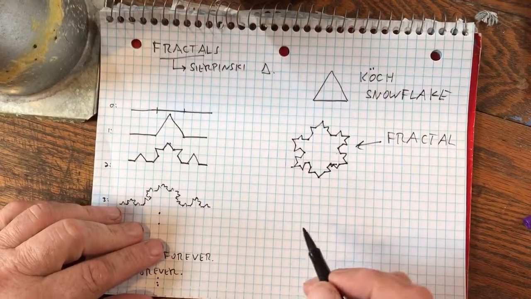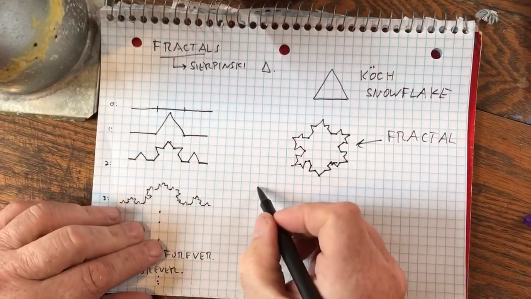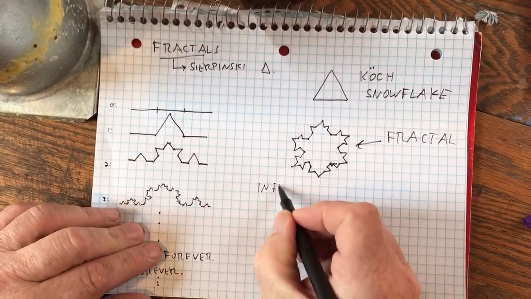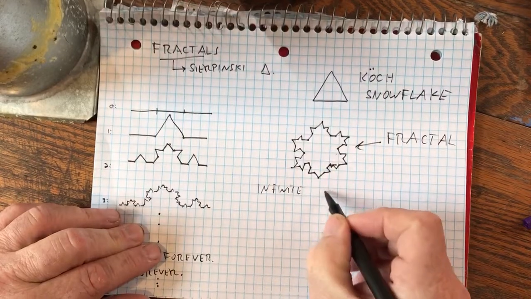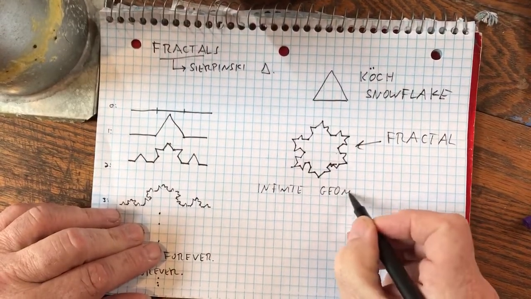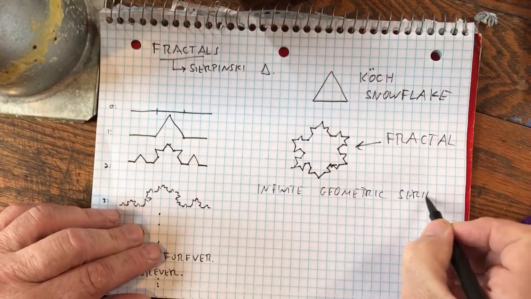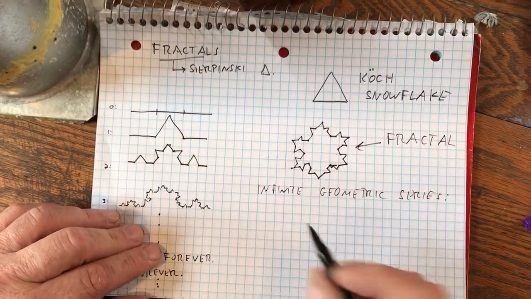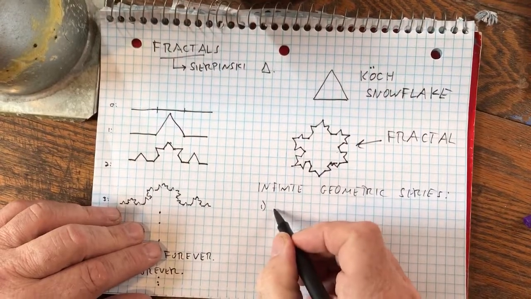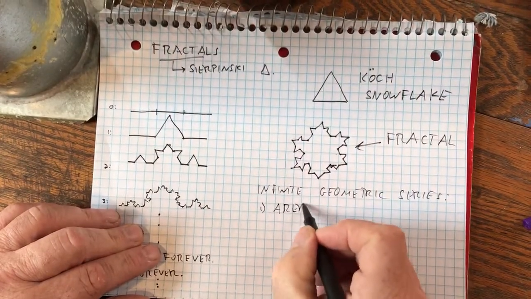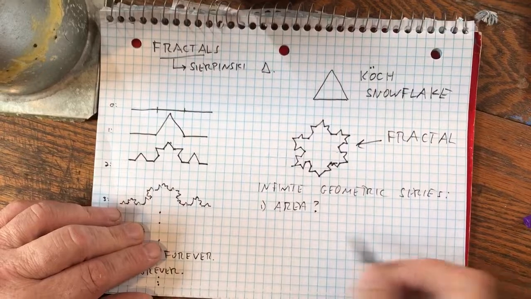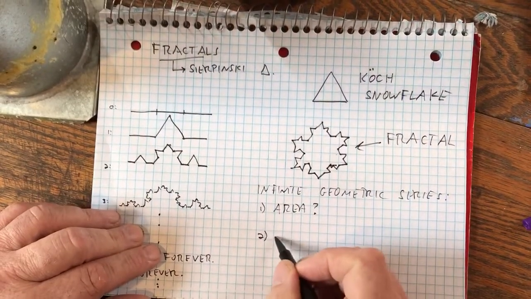The 2 questions we want to ask about it, which we're going to answer with infinite geometric series. The 2 questions are, 1, what is its area? 2, what is its perimeter?